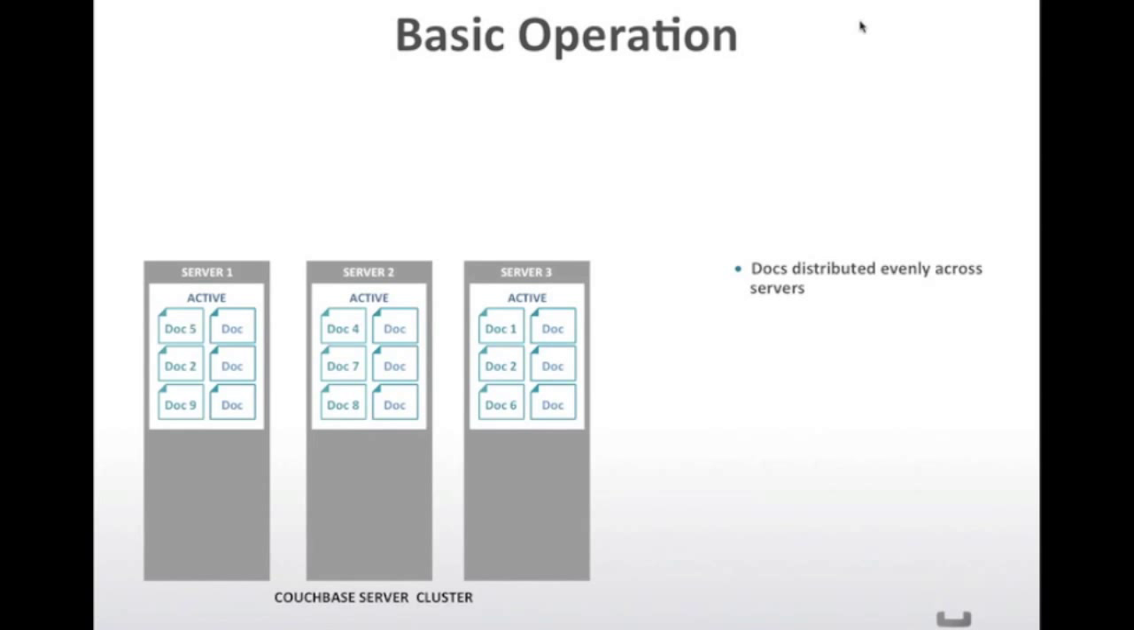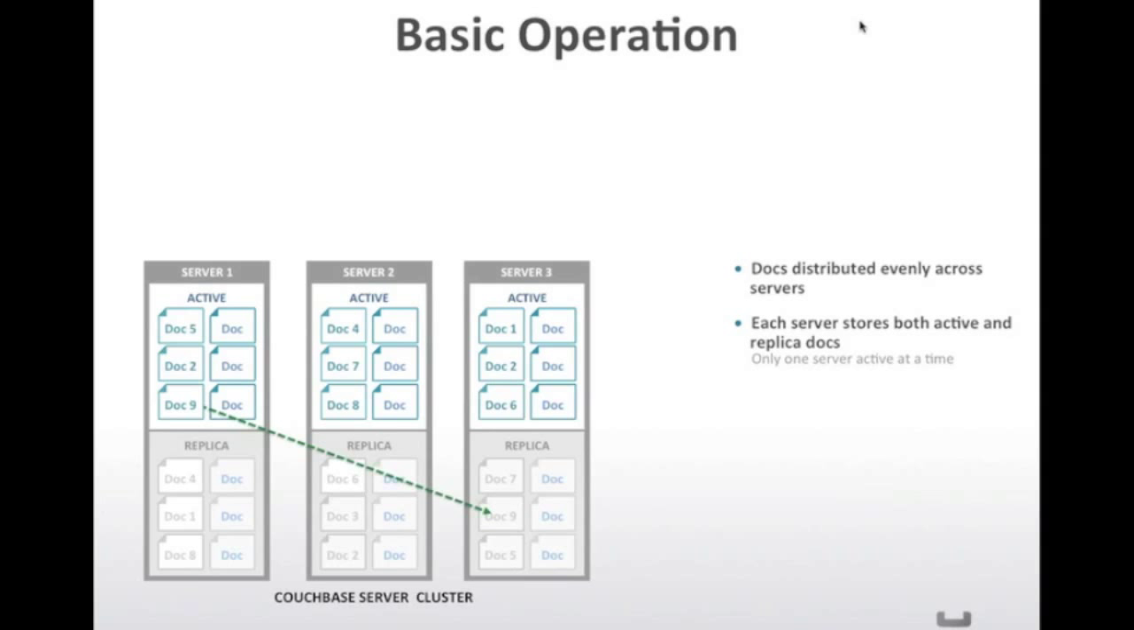Just a quick update on the basic operation in Couchbase. So as you can see here, the documents are distributed evenly across the servers. If you have 3 servers, you find that the documents are distributed across them. And there's a set of active documents. There's also a set of replica documents. And each server stores both active and replica documents. So for example, in this case, if you have a document 9, which is active on server 1, you find the replica of it on server 3. And similarly for other documents, they are spread out. So you have both the active as well as the replicas distributed across your cluster.